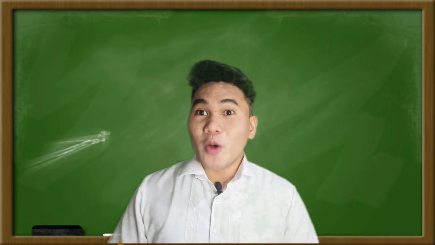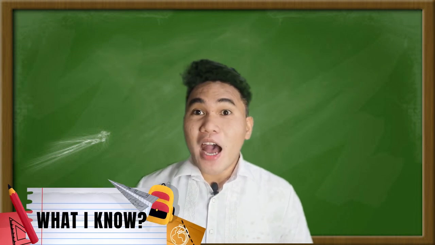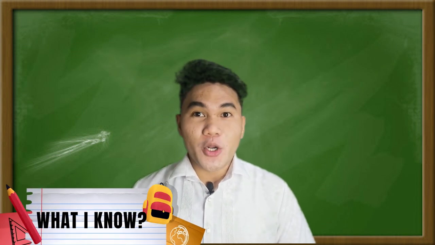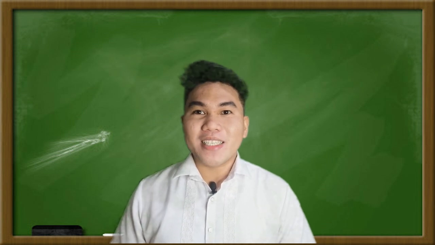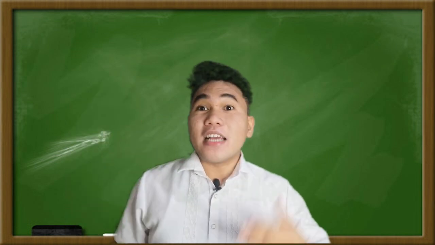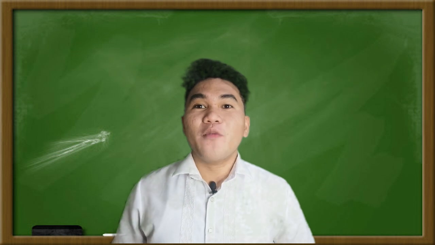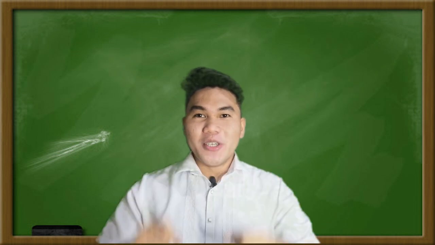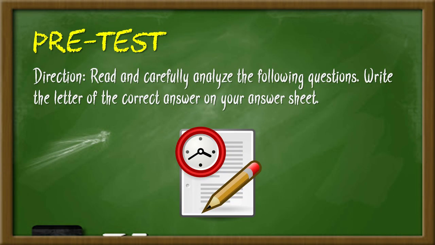Since you already know the objectives of our lesson, now it's time to test what you already know about the content of our lesson. So get ready! Get your paper and pen and answer the following questions flashed on your screen. Direction: Read and carefully analyze the following questions. Write the letter of the correct answer on your answer sheet. Per each question, you only have 10 seconds to finish answering.